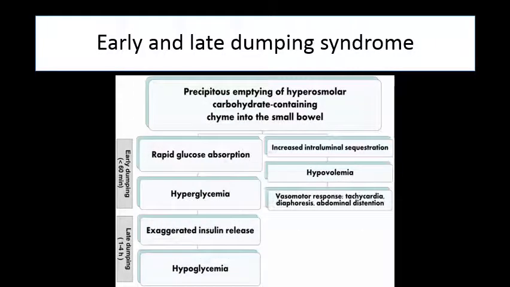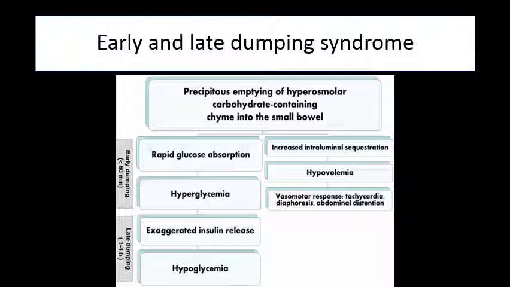And this is a flowchart of how dumping syndrome happens. When there is emptying of hyperosmolar carbohydrate-containing chyme into the small bowel very rapidly, it acts as an osmotic draw and causes intravascular volume depletion. And that leads to a sudden peak in glucose levels in the blood because of the rapid release of food into the small intestine, causing hyperglycemia.